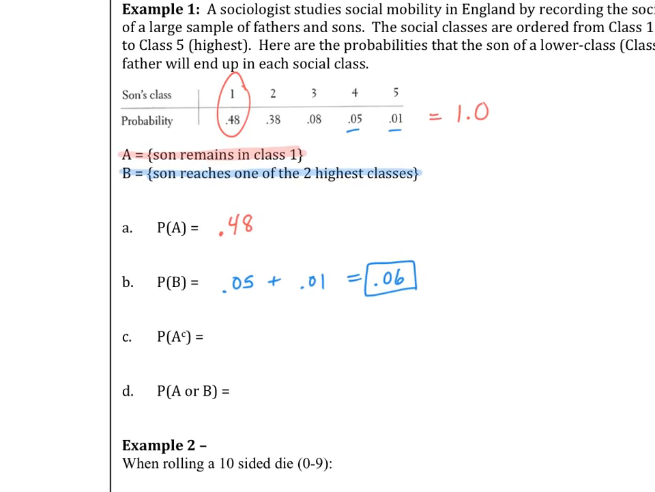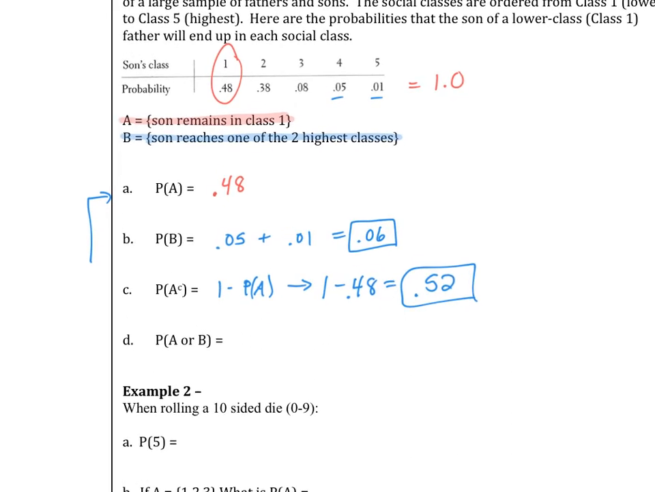Part C says, what is the probability of the complement of A? Okay, the complement of A is 1 minus A. So this is going to be 1 minus the probability of A. And up here is the probability of A. So this is going to be 1 minus 0.48. So it'll be 0.52. So this basically says what is the probability that the son does not end up in class 1. So it'll be 1 minus the probability that he does, so 1 minus 0.48.